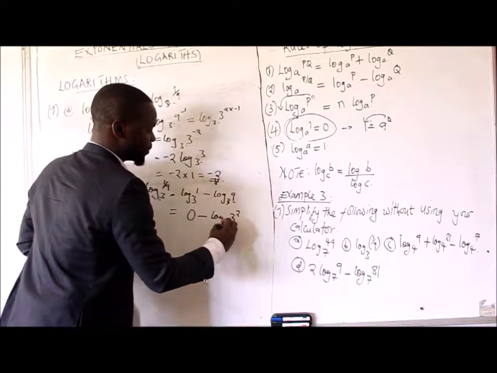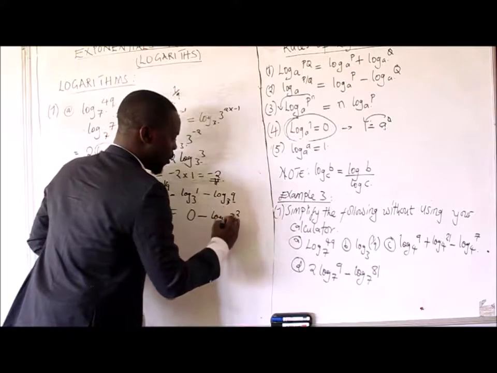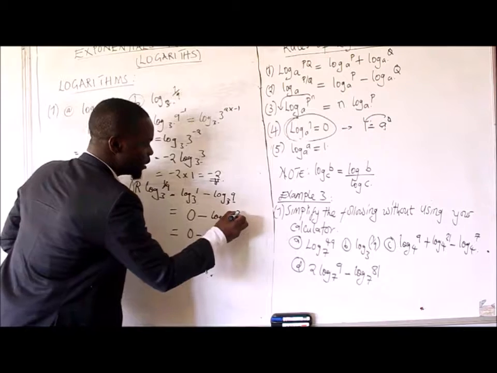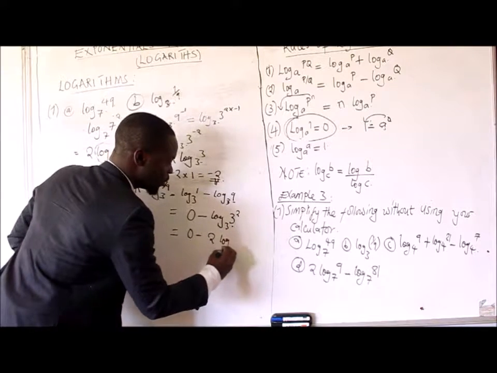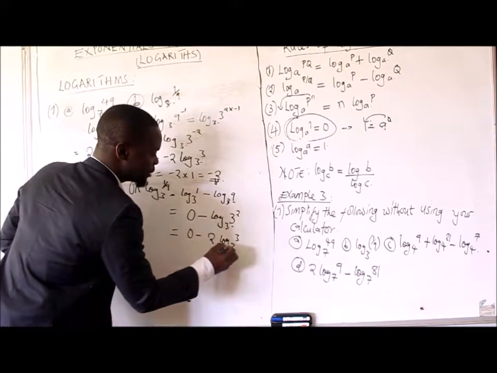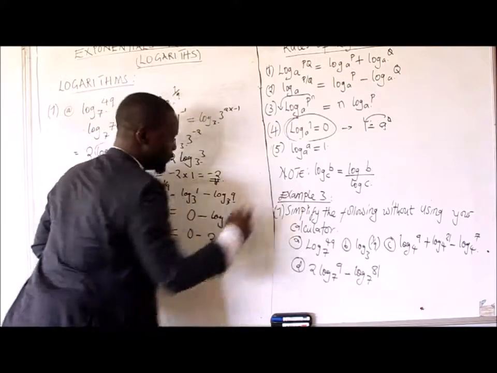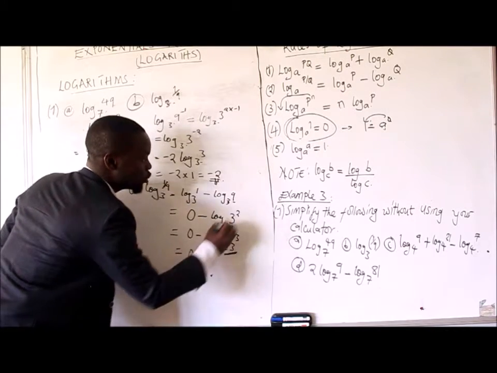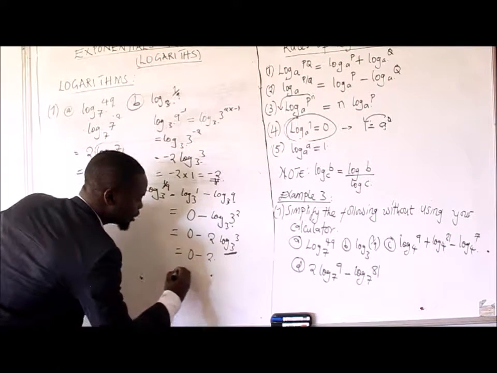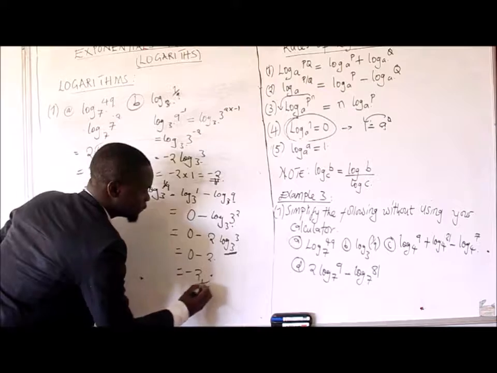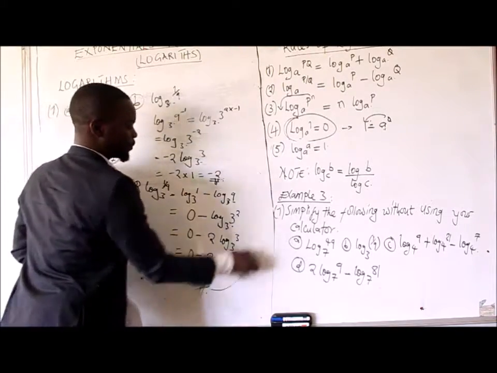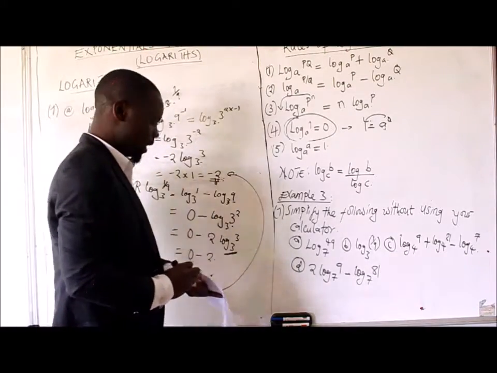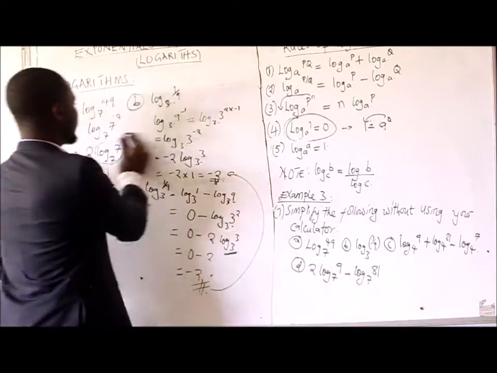3 squared, base 3. So we have got 0 minus, this 2 will come here, 2 log of 3 base 3. This part, according to rule 5, is 1. So we have 0 minus 2 times 1, which is 2. Of which 0 minus 2 is negative 2, which we found here. So in math, there are a number of ways you can solve a problem.